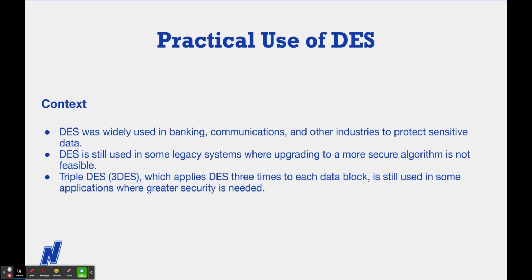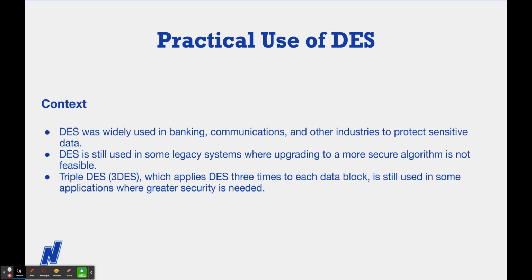Despite its vulnerability, DES has had the longest impact on the field of cryptography. In its heyday, it was widely used across industries, from banking to communication to protecting sensitive data. Some legacy systems still use DES. Can you believe that? Usually because upgrading to a more secure algorithm like AES is not possible, since they might not have the technology to do so.